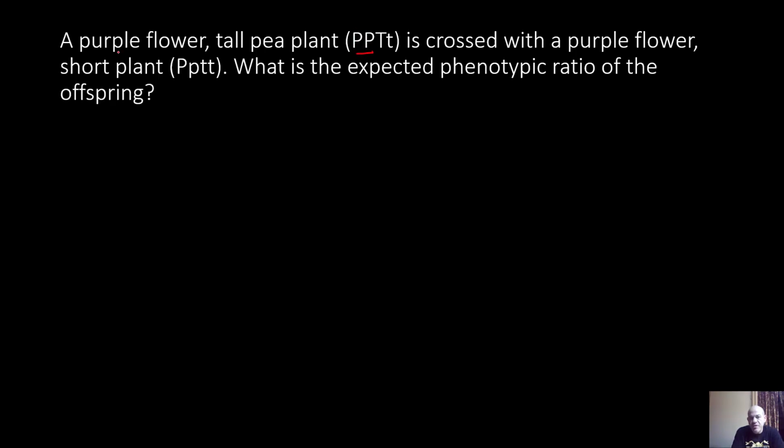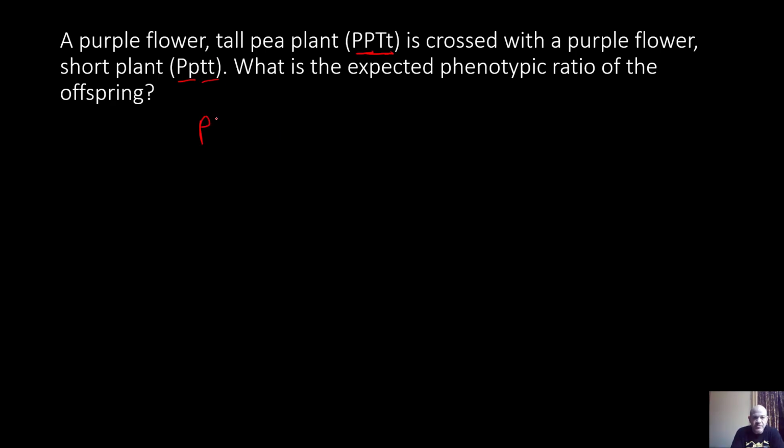So here we're looking at a purple flower tall pea plant, and this is its genotype. It's homozygous for purple and heterozygous for tall, and that tells you that purple, because they're capital letters, is dominant and tall is dominant, but heterozygous in this case. And it's going to be crossed with a purple flower, and in this case this individual's genotype shows heterozygous for purple, and the plant is short, so short is recessive, and we're homozygous recessive there.